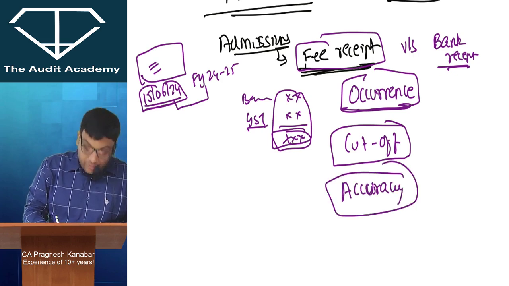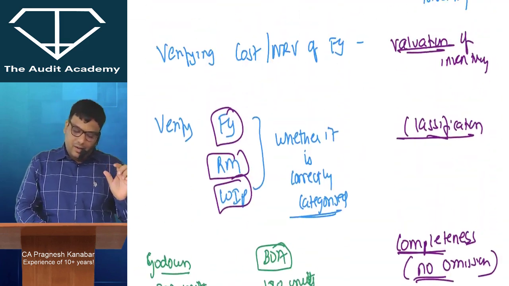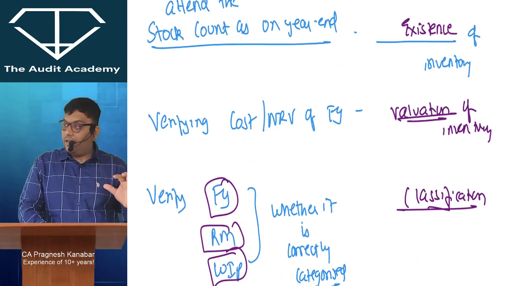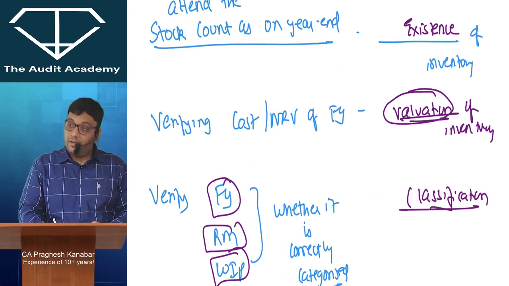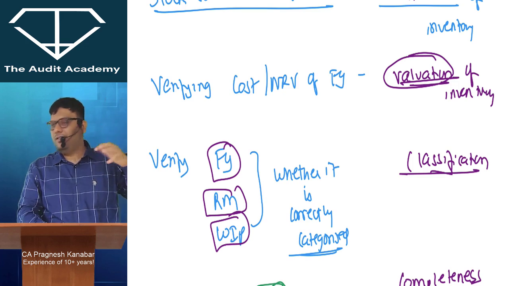Be careful in your words. For inventory, when you were trying to verify the amount, we were checking cost, NRV. That means we use the word valuation. We don't use the word valuation of transaction. This does not suit.